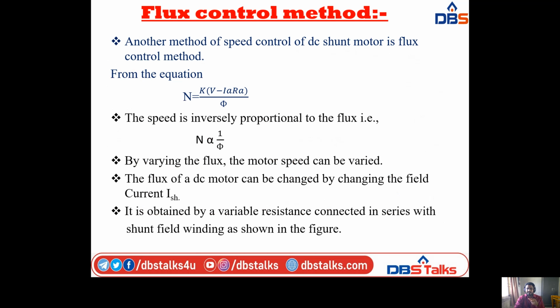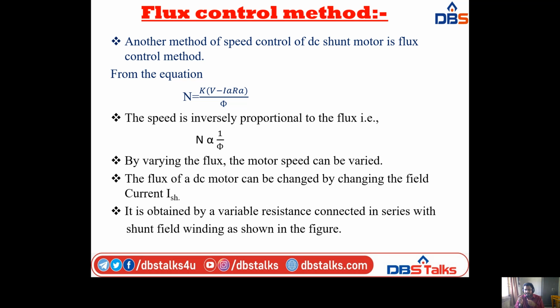This flux control method is another method of speed control of a DC shunt motor. From the speed equation, N is equal to K into V minus IA RA by flux, the speed is inversely proportional to the flux. That is N is proportional to 1 by flux. So by varying the flux, the motor speed can be varied. When the flux value is increased, the speed decreases.